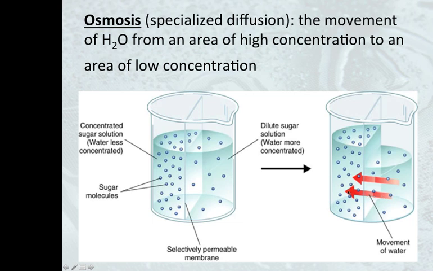But that is misleading, and students trip over this a lot. There's nothing to keep the water from moving in both directions. The water can move from left to right, and it can move from right to left. There's nothing to keep it from flowing both directions. It's just that most of the water is going from the high concentration of water to the low concentration of water. That is osmosis.